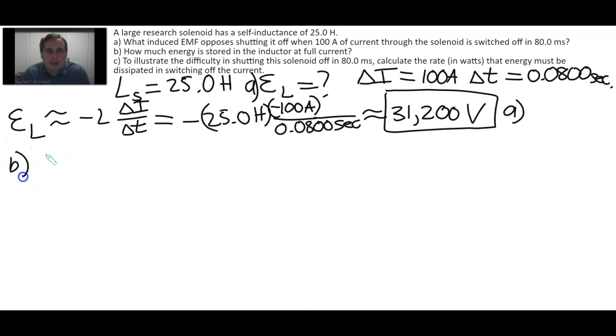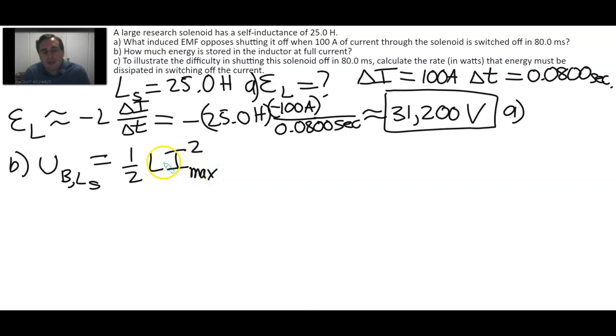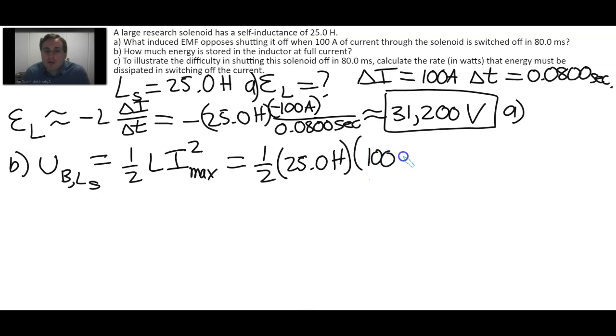Okay, how about part B? It says, how much energy is stored in the inductor at full current? Well, this is the potential energy stored in the magnetic field in an inductor solenoid. That is 1/2 L I squared, and this is I max in this case. So we can put the numbers right in: 1/2 times 25.0 henries times the current of 100 amperes squared.